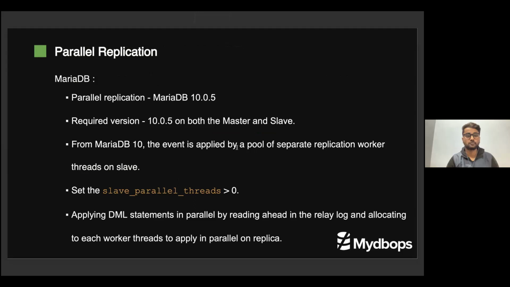From MariaDB 10, the events are applied by a pool of separate replication worker threads on the slave. All the events are applied in parallel on the slave by the parallel worker threads, and that is enabled by setting the slave parallel threads variable to more than 0. This parallelism works by reading ahead in the relay log and allocating the queued events to the worker threads, which apply them in parallel on the replica.